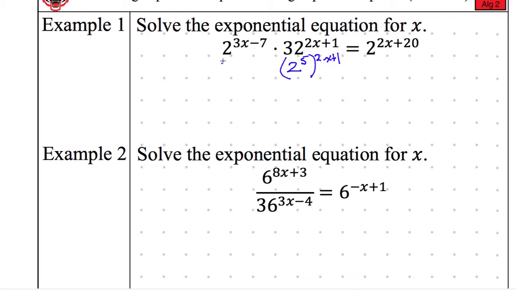So now I'm going to rewrite this as 2 to the power of 3x minus 7. That times this thing is equal to 2 to the power of 2x plus 20.